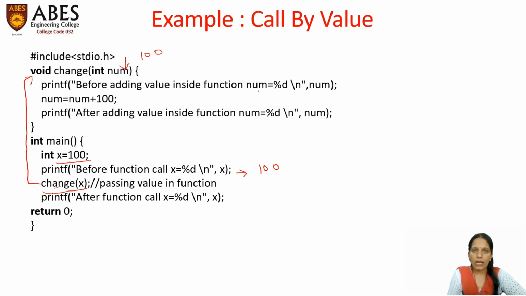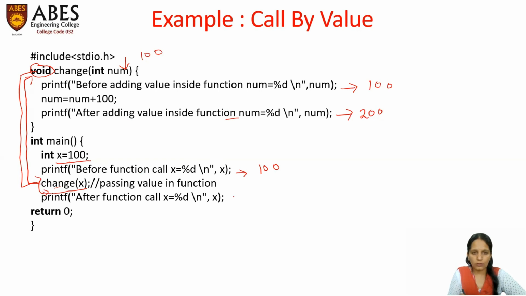Before adding inside num, we are not changing anything, so it will give you 100. And if we are adding 100 into num, the num value will become 200, right? Now, when the work is completed, because we have a void return type, it is not returning anything. After completing this last statement, the cursor will come back to the calling part, and the next statement is printf.